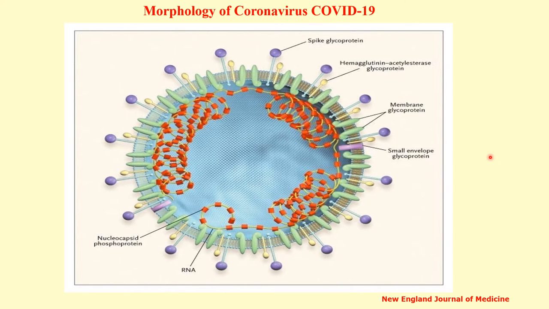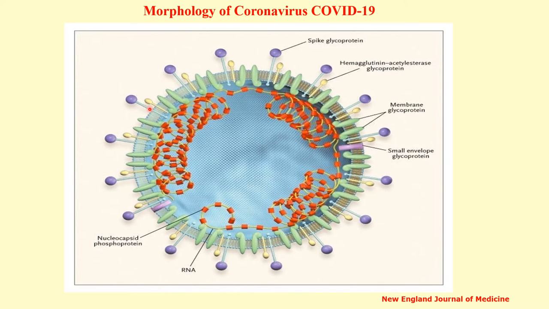If we look at the morphology of coronavirus COVID-19, as I have described previously, it's characterized by the presence of positive strand RNA, as you see it here in this slide. So this is the positive stranded RNA. Positive stranded RNA is surrounded by the viral capsid. Then the nucleocapsid, which is the viral RNA, the nucleic acid, is surrounded by the envelope. So this is the viral envelope. This one is the viral envelope.